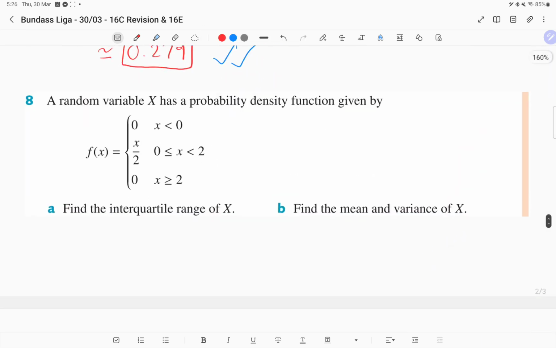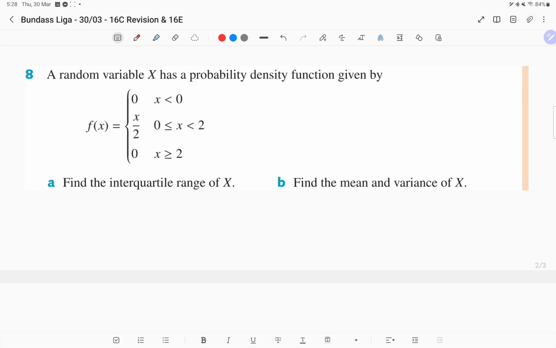Okay, and that's question 8. Let's try this one out. Okay, I'll start working through the question as well.